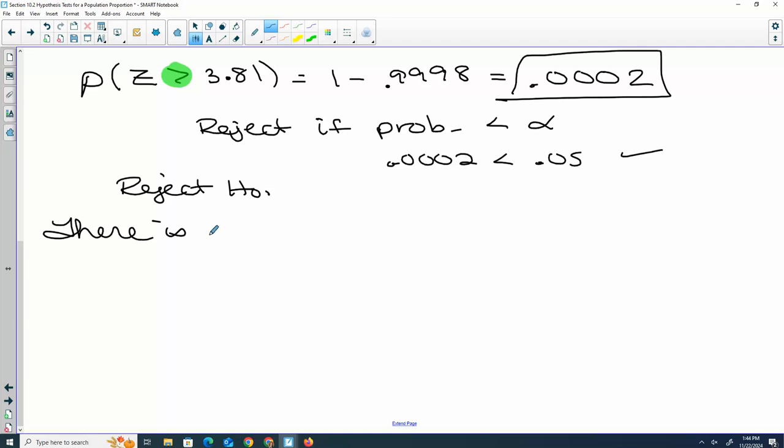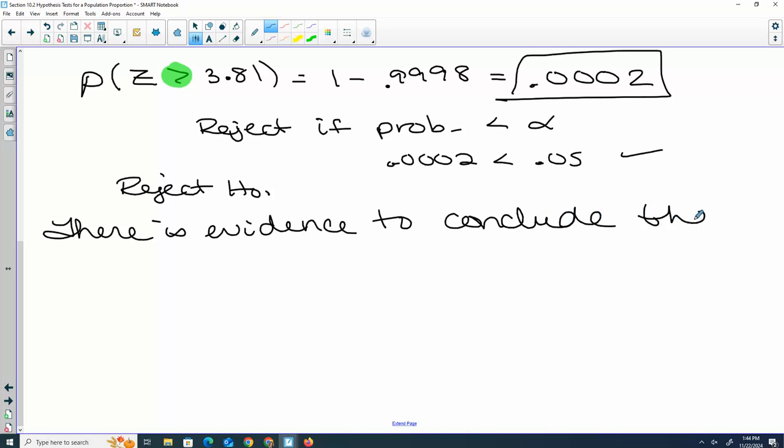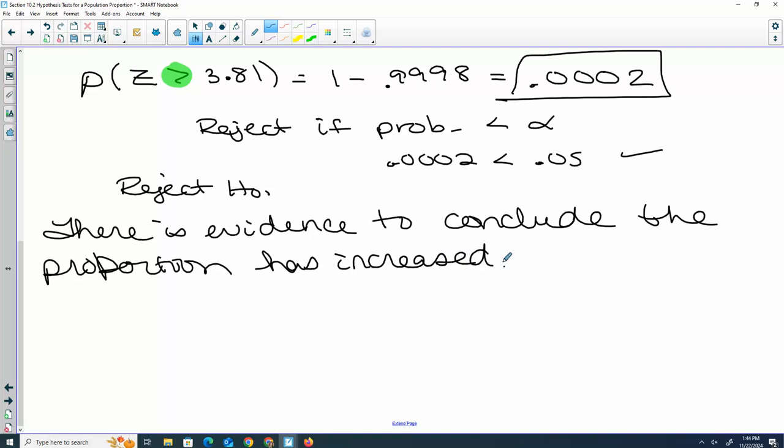So there is evidence to conclude the proportion has increased. And I'm saying increase because my alternative hypothesis that I was doing is that it was greater than. If my alternative was less than, then I would say there's evidence it has decreased.